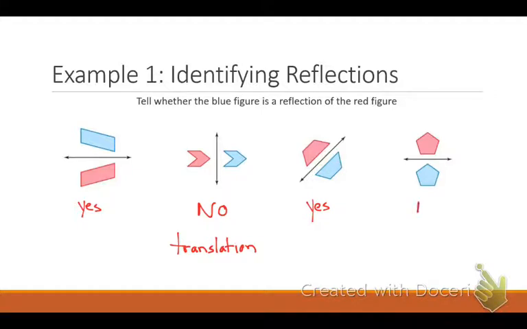All right, what about the last one? No, it's a translation again. It's sliding across the line of reflection. Okay, translation. All right, how do we do on that?